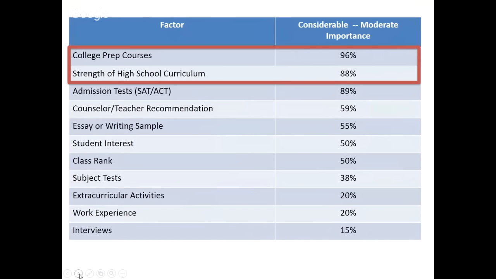We're going to start with the first two: college prep courses and strength of high school curriculum. About 96% of the schools said they consider this important, college prep courses, and 88% said strength of high school curriculum is important. So when you look at college prep courses, let's look at a student who just took all the regular required basic requirements in high school and has a 4.0 top GPA.